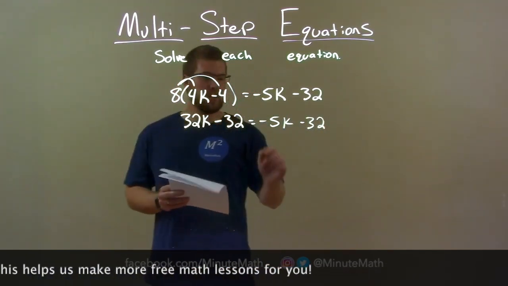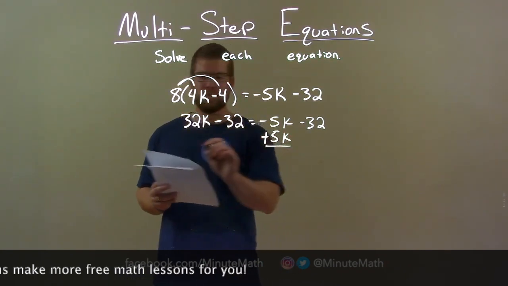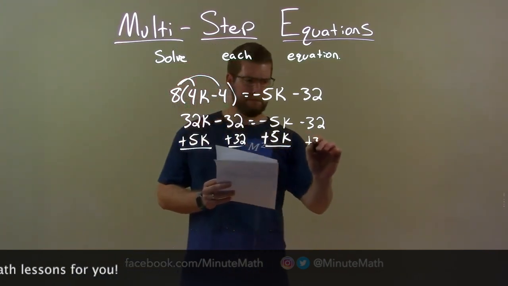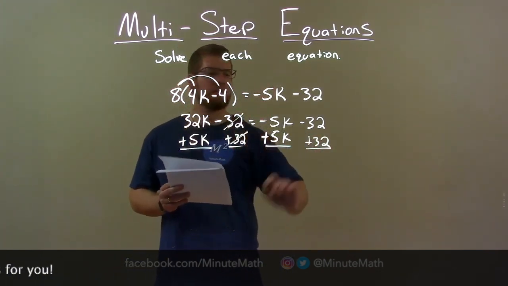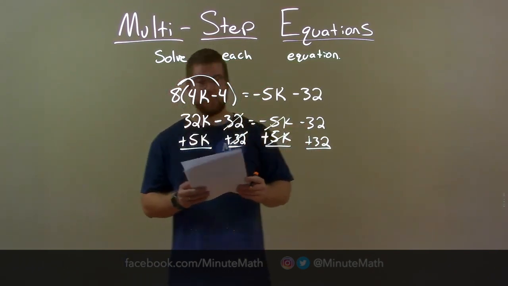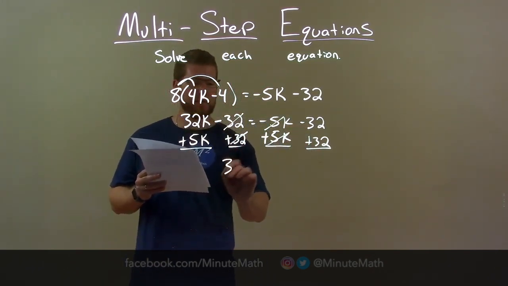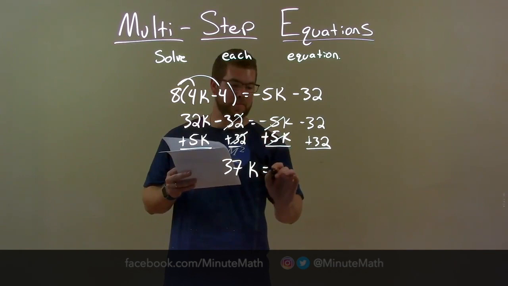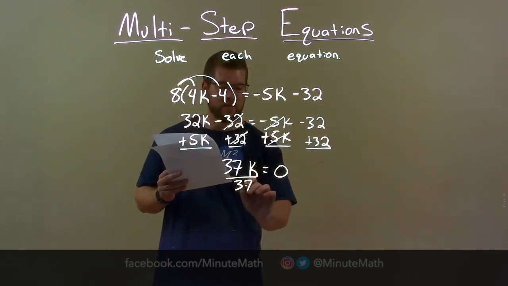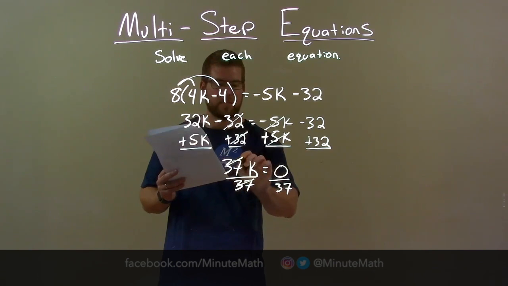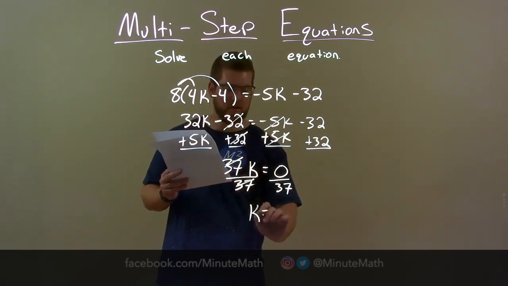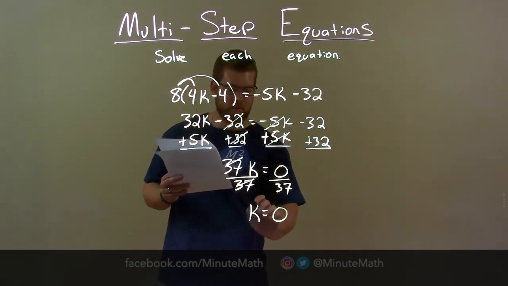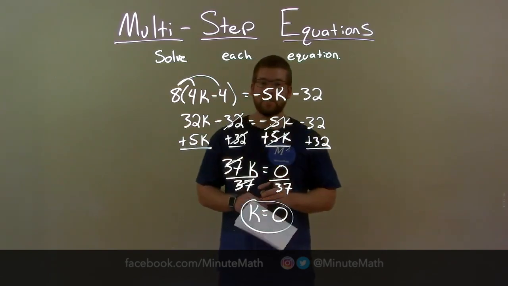Let's combine our like terms. So I'm going to add a 5k to both sides, and I'm going to add a 32 to both sides. The 32's cancel on the left, 5k's cancel on the right. And I'm left with now 32k plus 5k is 37k. Negative 32 plus positive 32 is 0. Divide both sides by 37. 37's cancel, and k is by itself now. And remember, 0 divided by anything is 0. So 0 divided by 37 is 0. And so our final answer here is k equals 0.